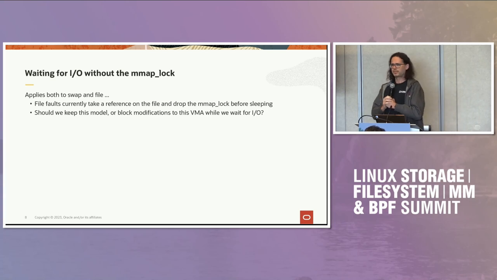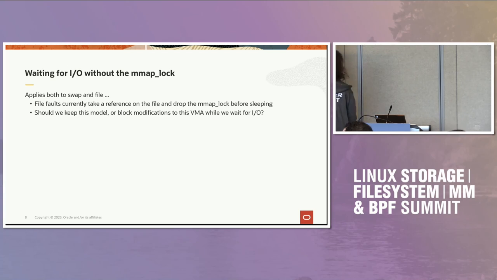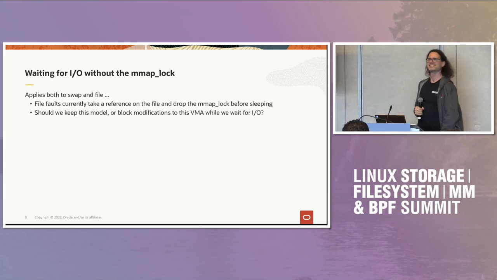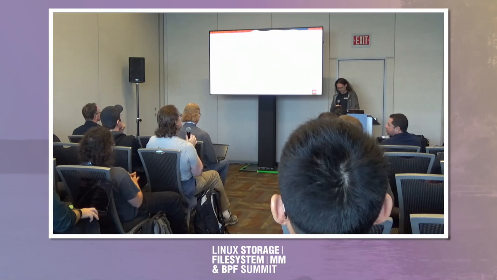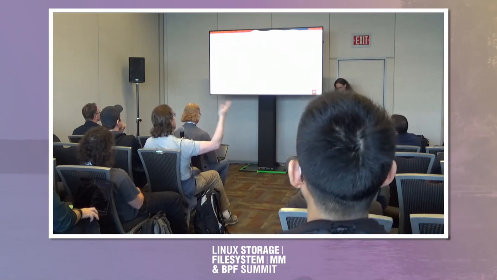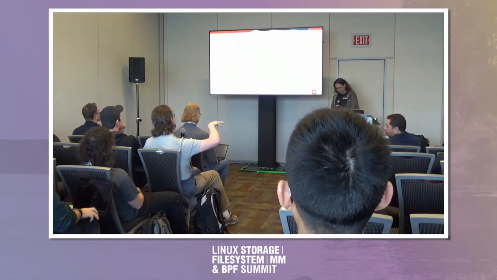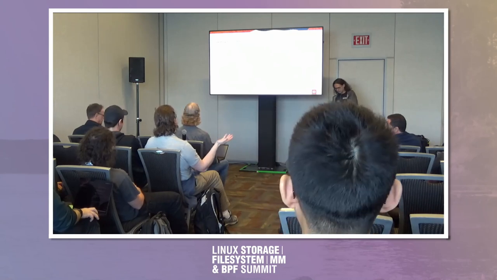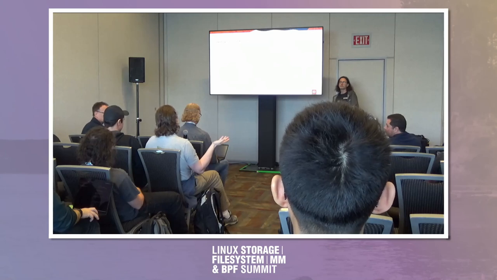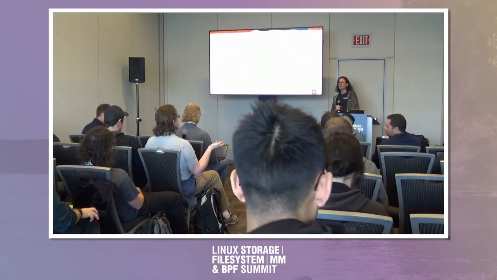Should we keep this model? I think actually the swap and the file cases are not the same here, because in the file case you can make a good argument that the contention that could happen here would be if someone unmaps the file while they're accessing it, and then that means they have two threads that do conflicting operations, and it's kind of expected that one will have to wait on the other somehow.